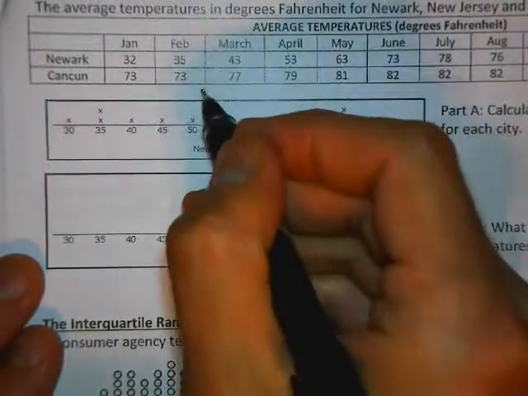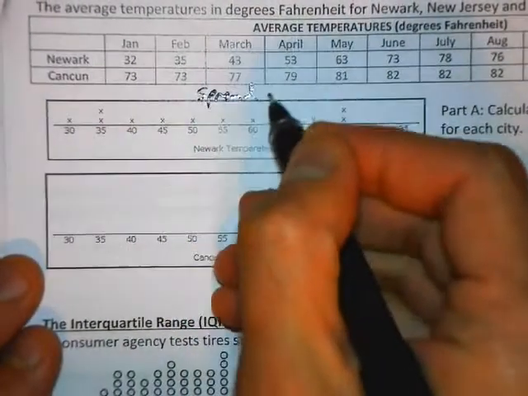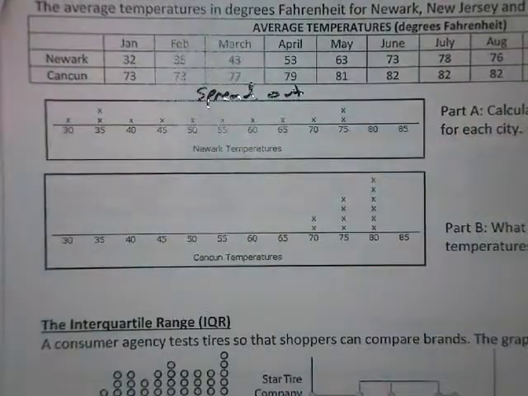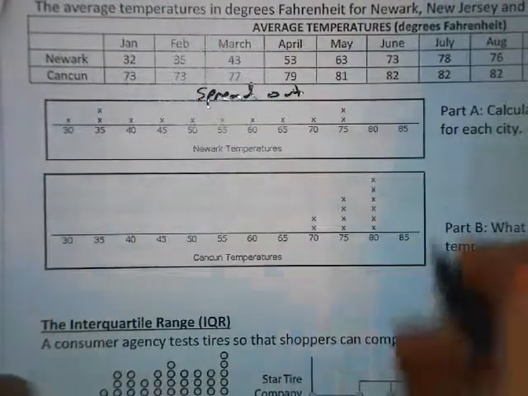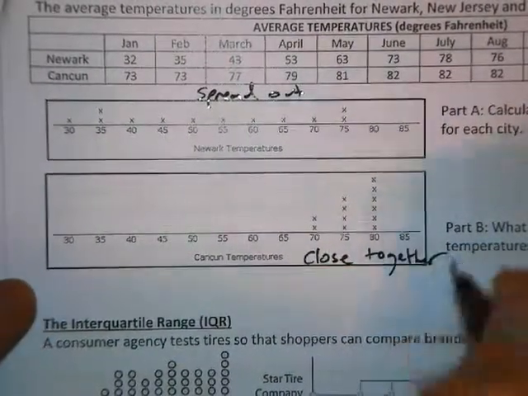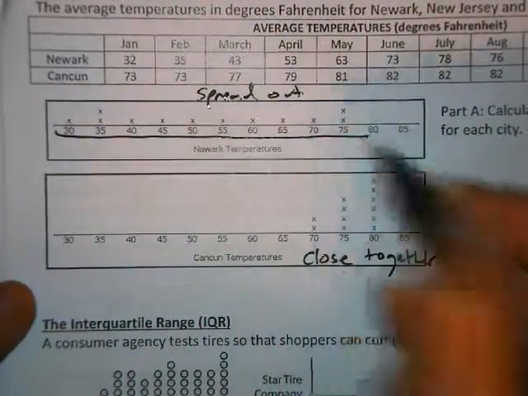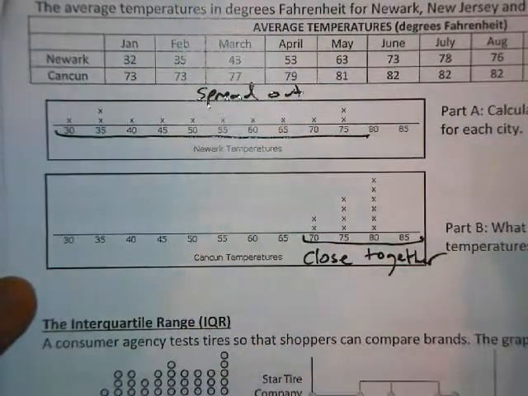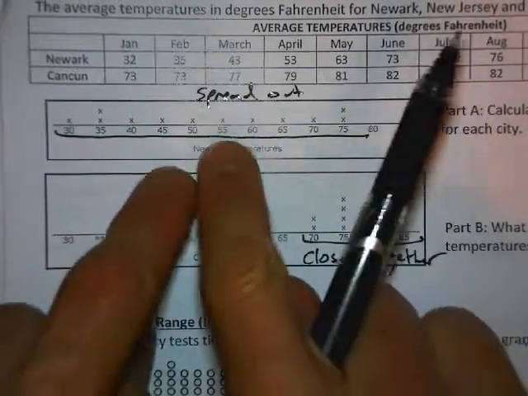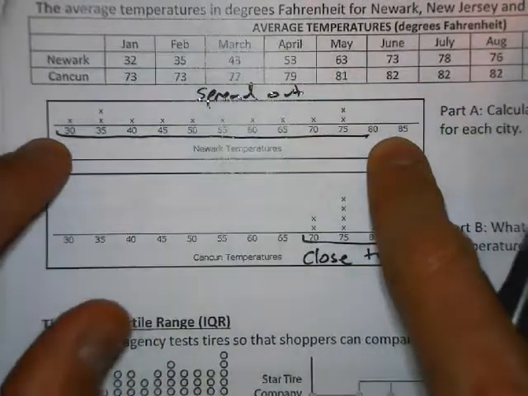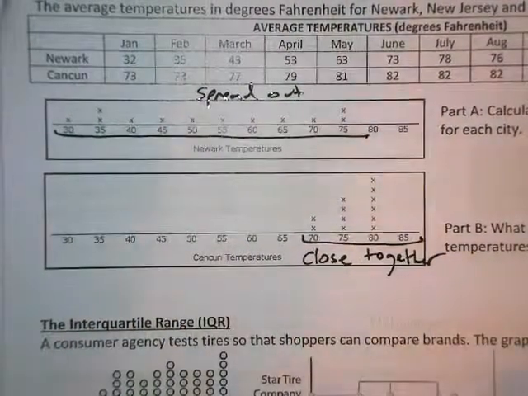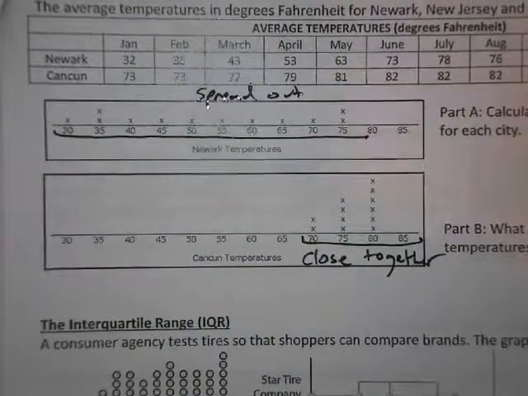In Newark, these temperatures are very spread out. They're very far apart. Whereas in Cancun, the temperatures are super close together. You see how in Newark they're spread out and in Cancun they're close together, they're clustered? What we just did is visual inspection. We're noticing how far apart the temperatures in each place are. And that's a useful way of telling how consistent the temperature is going to be.